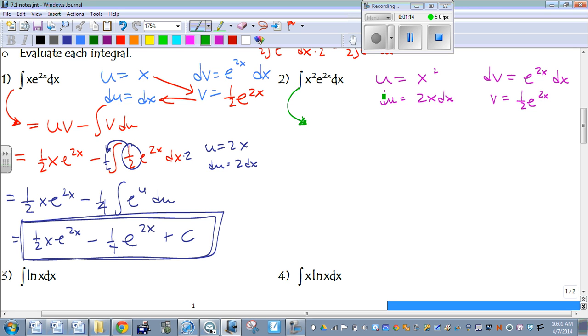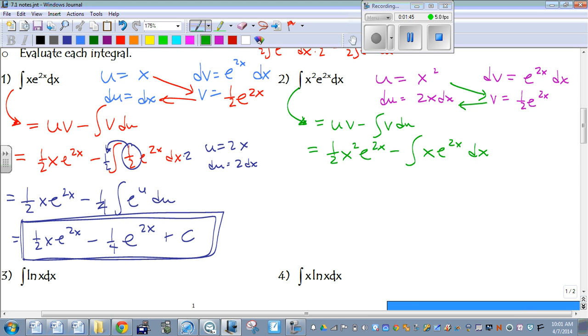So our integral, since we're using integration by parts, is going to be equal to u times v minus the antiderivative of v du. So u times v, we get 1/2 x squared times e to the 2x minus antiderivative of v du. Well, the 1/2 times 2 just gives us 1. And we get x times e to the 2x dx.